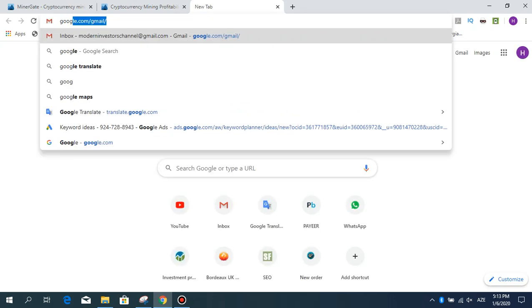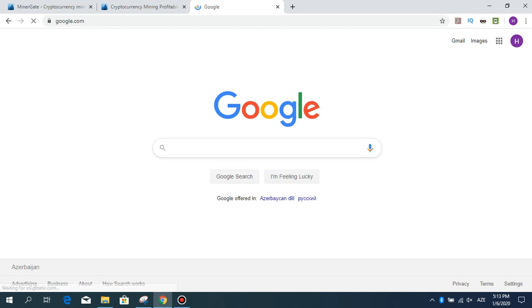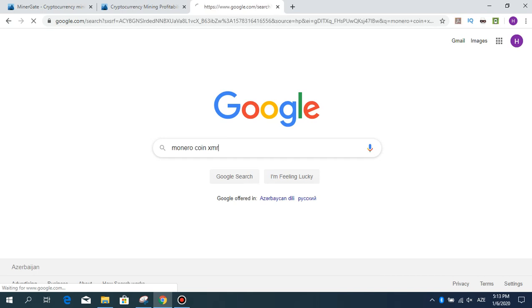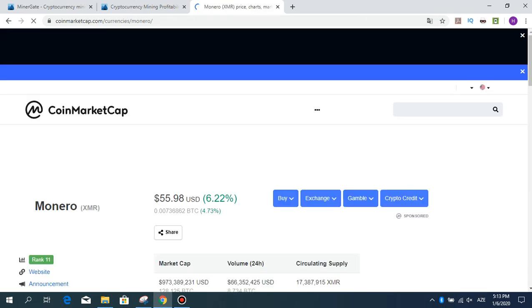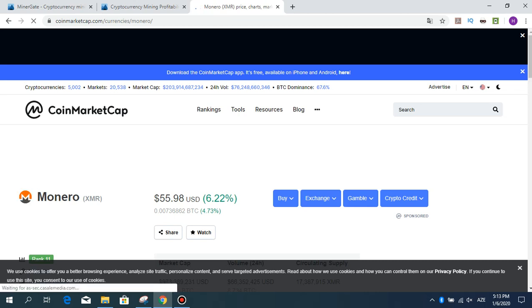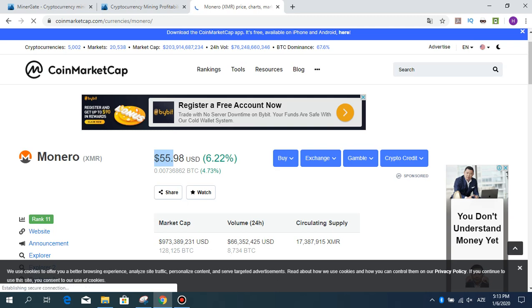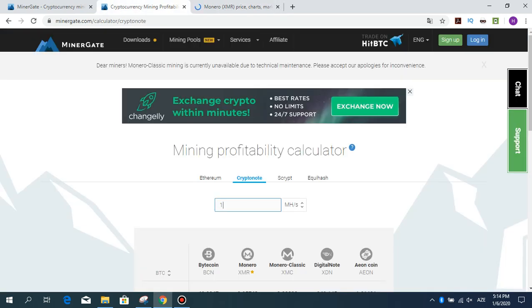Example: Google. Google.com and Monero coin XMR. You can check on CoinMarketCap the Monero price. Monero price was up to $300, but now Monero price is $55 and up. Very good price, very good price.